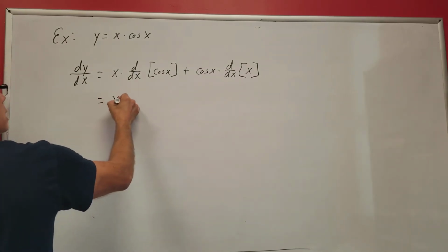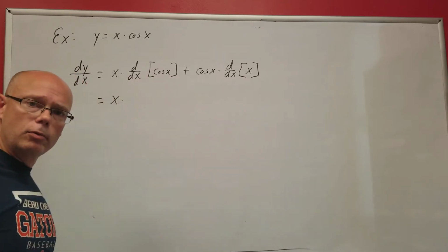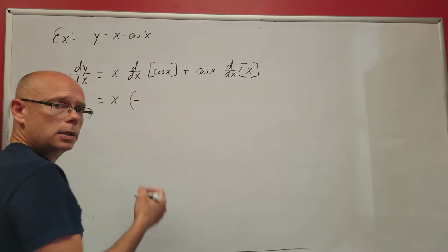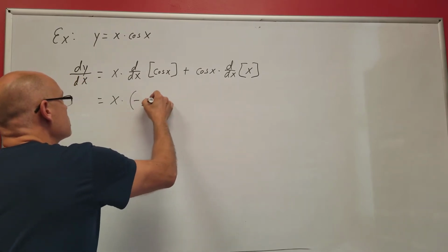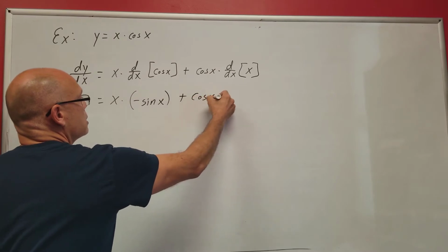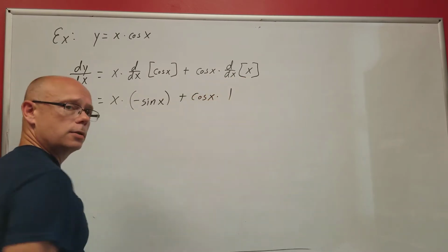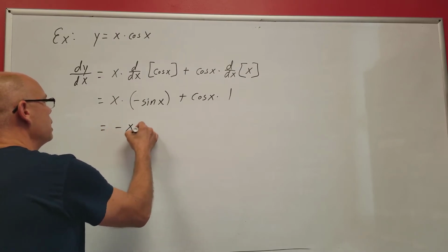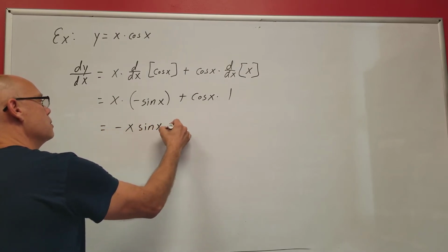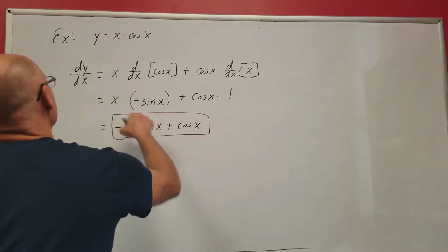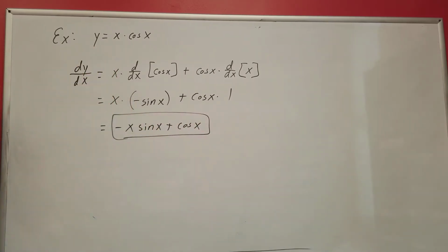So x just comes down here. But what did we say the derivative of cosine was? We said it starts with c, so it's going to be negative, and it's going to be sine of x. Plus the cosine of x times the derivative of x, which is just 1, right? So what does this give me? Negative x sine of x plus cosine of x is the derivative of that function.